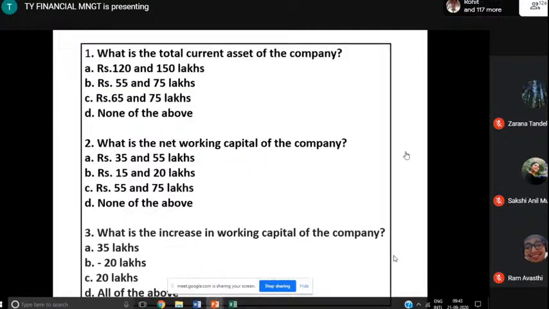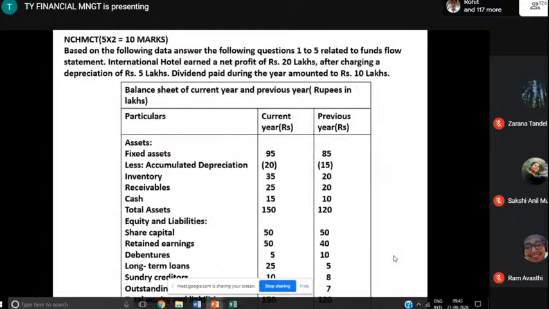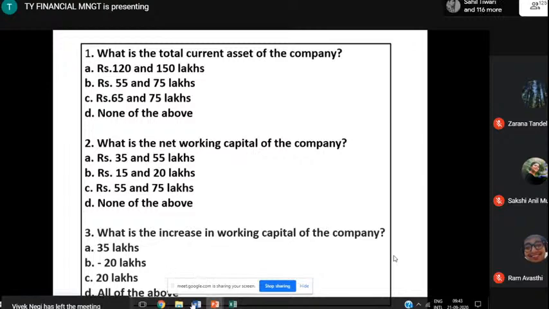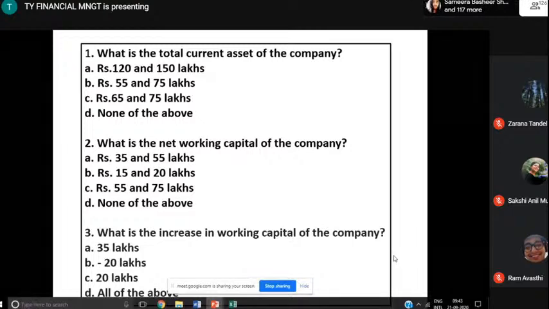Now copy the questions. On top, just put this way, NCH and city, 5 into 2, 10 marks again. Five questions. Write down the question. What is the total current assets of the company? 120 lakhs, 150 lakhs, 55 lakhs, 75 lakhs, 65, 75. None of the above.